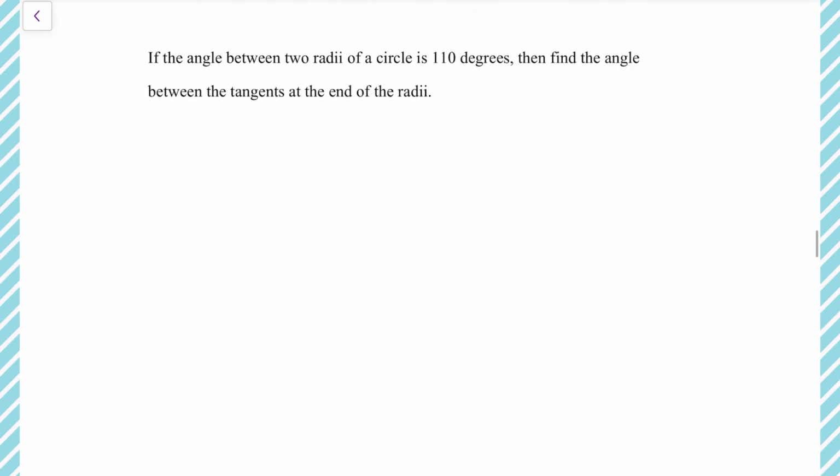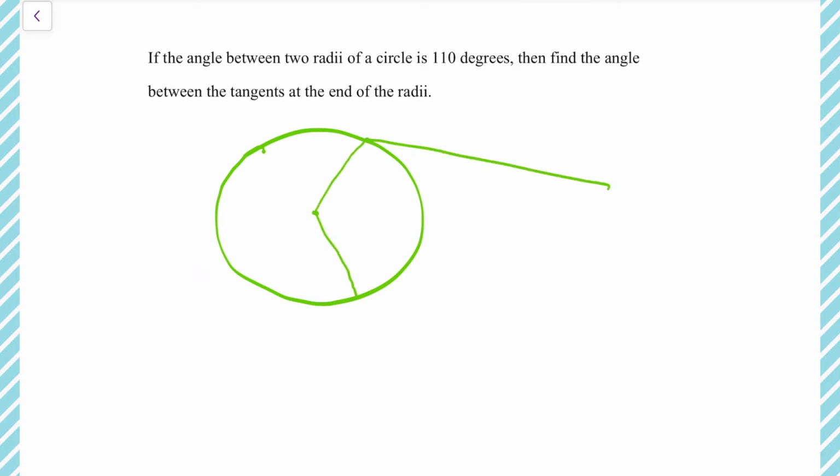Next, if the angle between two radii of a circle is 110 degrees, then find the angle between the tangents at the end of the radii. So he's speaking about tangents as well as two radii. So let us draw the figure according to that. Center, one radius and second radius. That's it. This is the required figure.